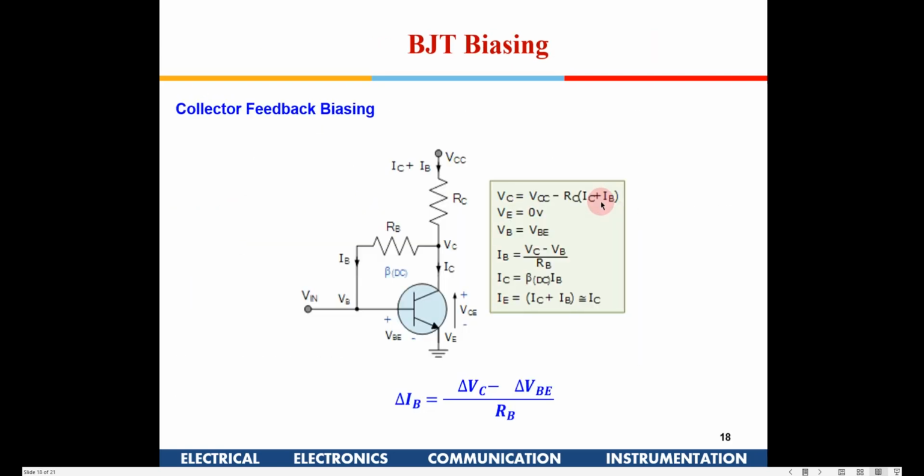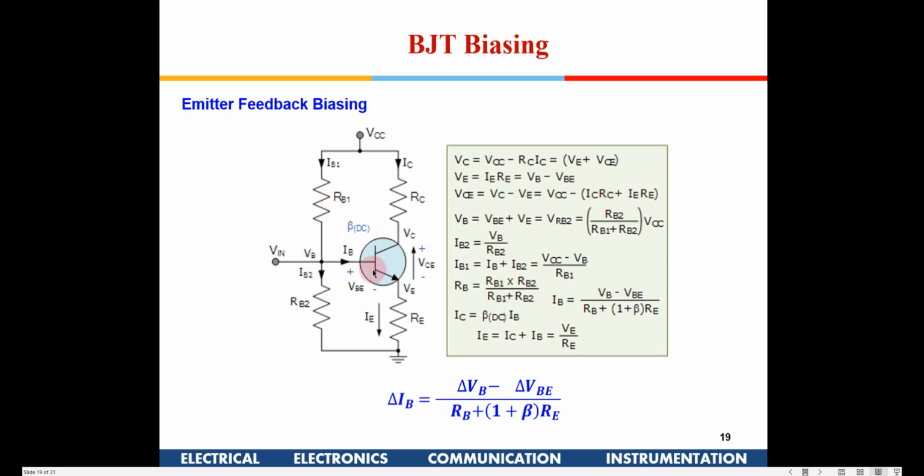So for these three kinds of feedback networks, you need to know what the currents and bias conditions would be.